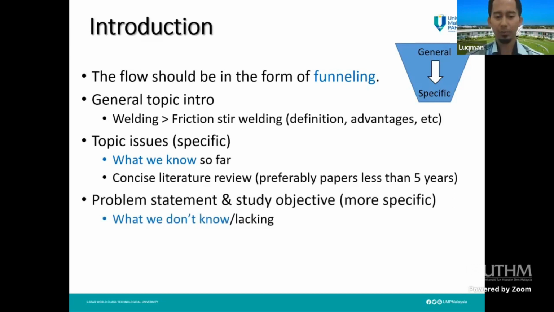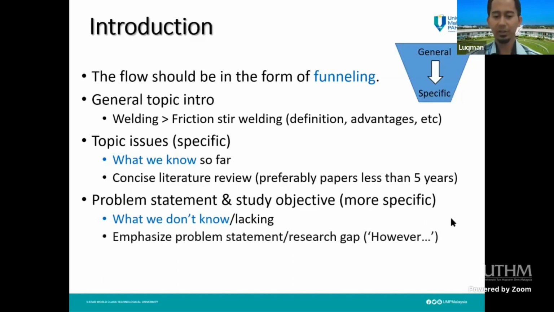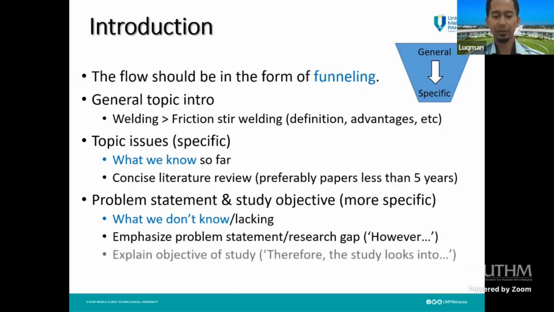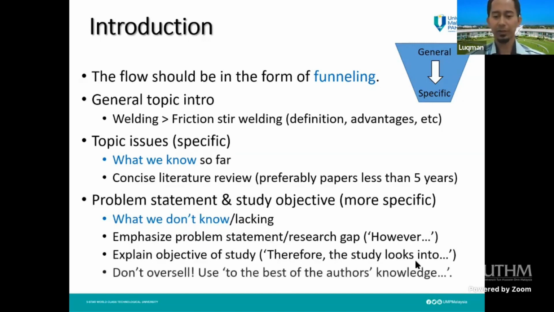And then I go to our problem statement and objective. So what we don't know and what is lacking from the literature. In my case, I usually use 'however'. So this is the problem statement we want to say. Oh, there are a lot of advantages and so on, but however, people have done this, however, there's a lack on this particular part. Therefore, the study looks at something. So it's very clear-cut what you want to say.